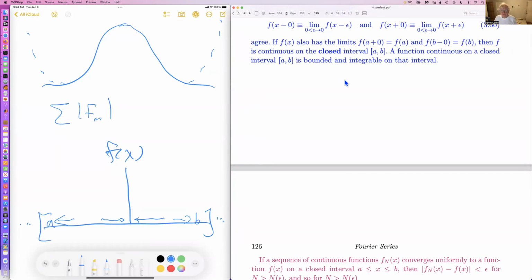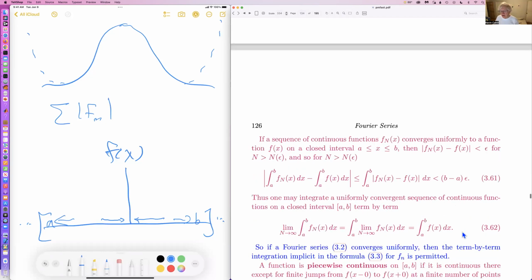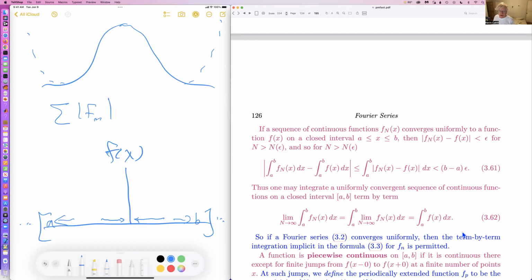I think we're better off if we do this. Okay, so a sequence of continuous functions converges uniformly to a function f of x on a closed interval. If it does, then the absolute value of the difference is less than epsilon if you go far enough out in the series, and consequently by one of the Schwarz inequalities, the difference of f of n integrated minus f of x integrated is less than b minus a times epsilon.